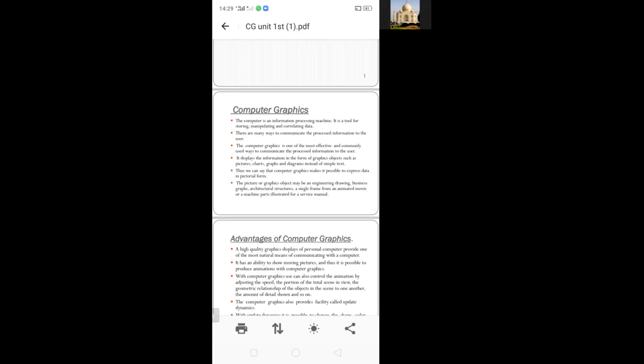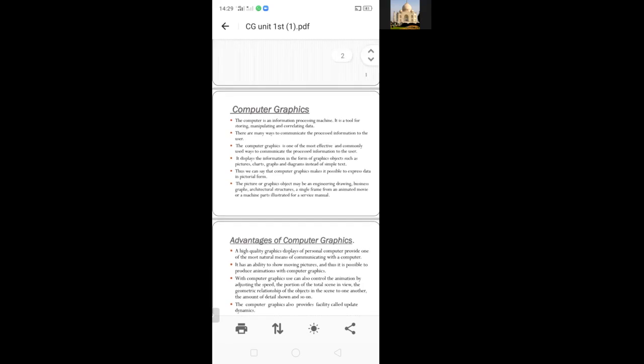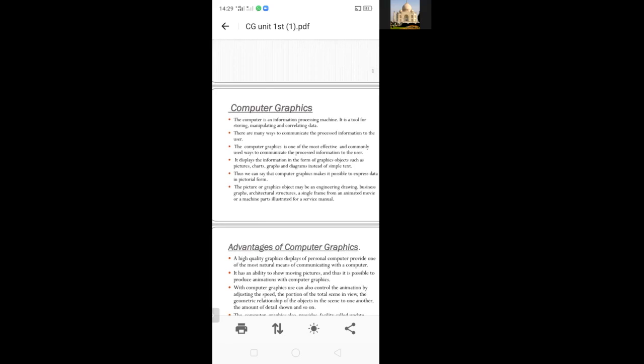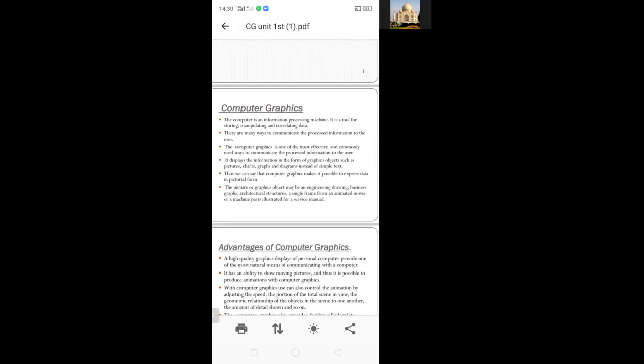So what kind of information is available in computer graphics? The first is that it displays information in the form of graphical objects, such as pictures, charts, graphs and diagrams instead of simple text. Then, computer graphics makes it possible to express data in pictorial form. We are expressing textual things in a graphical way so that they are easily adapted by the users.